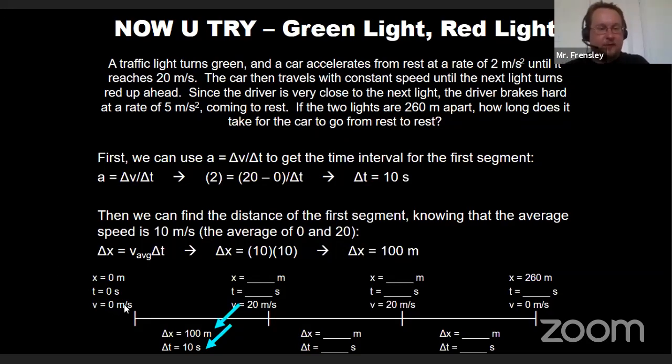So the delta v was from 0 to 20. That's a delta v of 20. The acceleration was 2. Let's say acceleration 2 equals delta v for the first segment over delta t. So the delta t has to be 10 seconds.